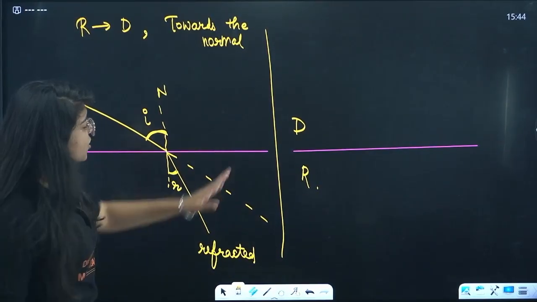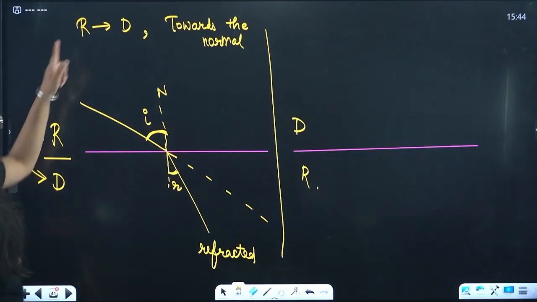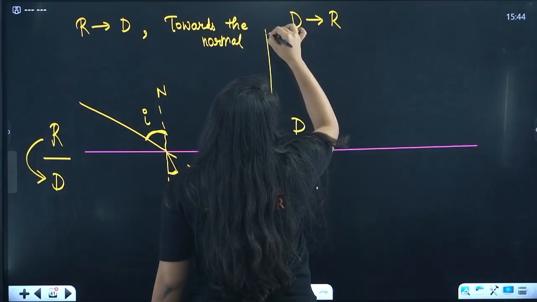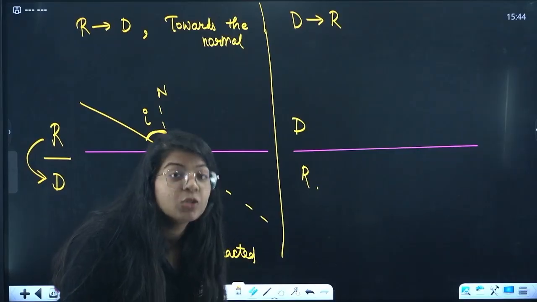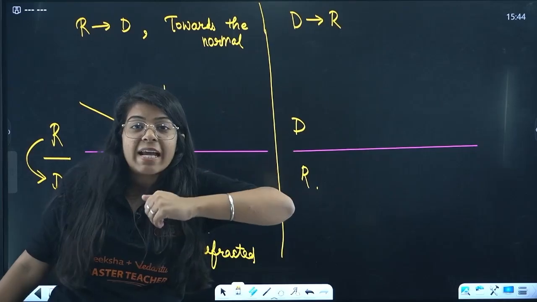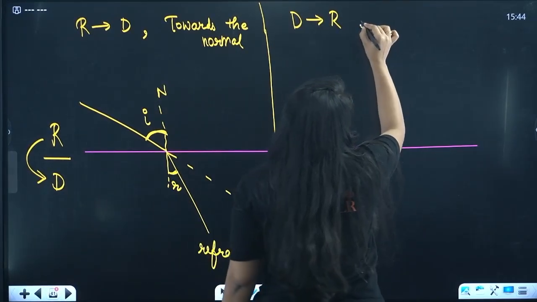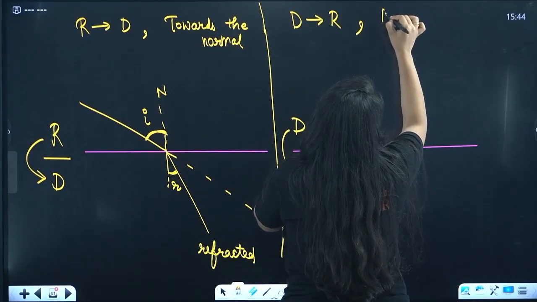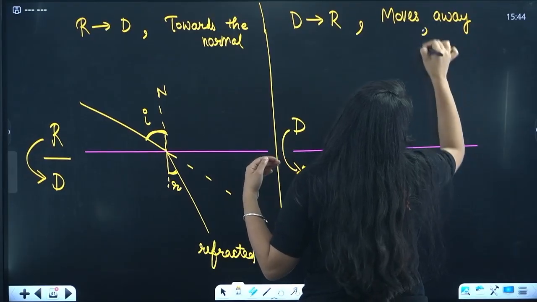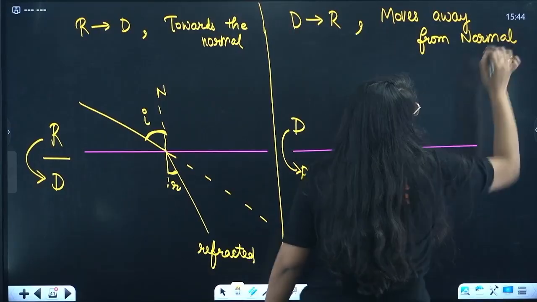Okay. Next, similar to this. Now this was rarer to denser. Now let's see, if light goes from air, the light is going inside water. You are under the pool, looking at someone outside, right? So the light is coming from air into water, into your eyes. So it is going from denser to rarer. Now when it goes from denser to rarer, it moves away from the normal. So these are the two things you have to remember.